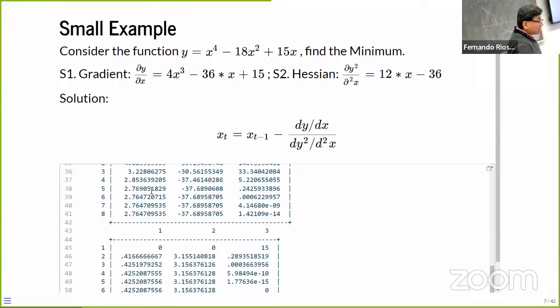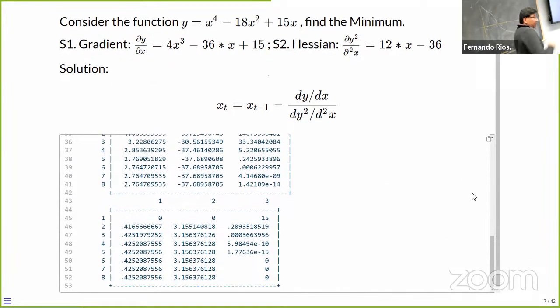What if I start with 0? With 0, I start with this number, it gives me 4, and then it converges very quickly to 0.42, but the value is actually positive. So what's going on here? Any guesses?